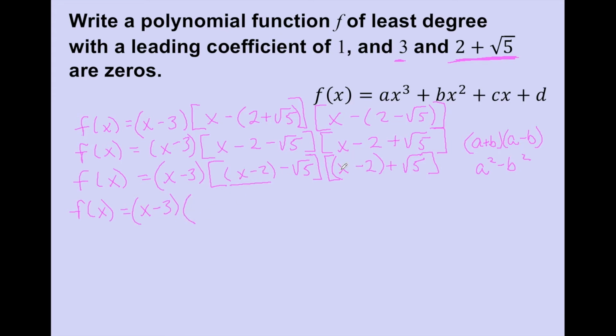We're going to do x minus 2 times x minus 2. Right? And then the last terms, negative root 5 times positive root 5, which is negative root 25. You can even save yourself a little step there by knowing that the square root of 25 is 5. So this is going to be x squared minus 4x plus 4 minus 5. Combine these like terms.